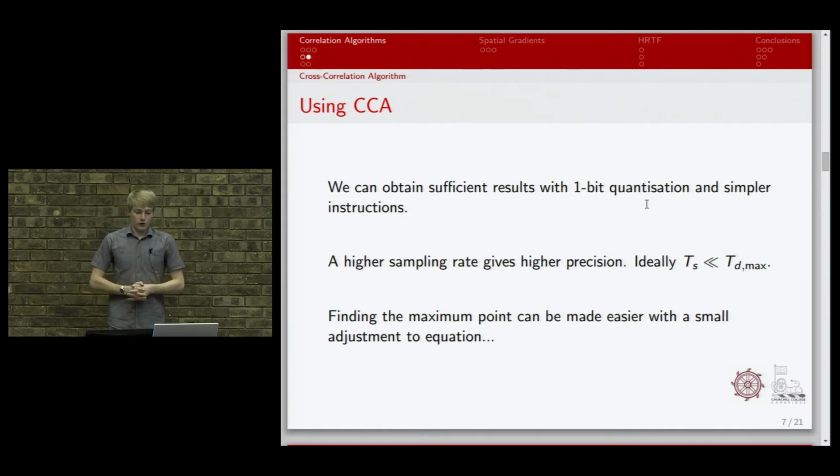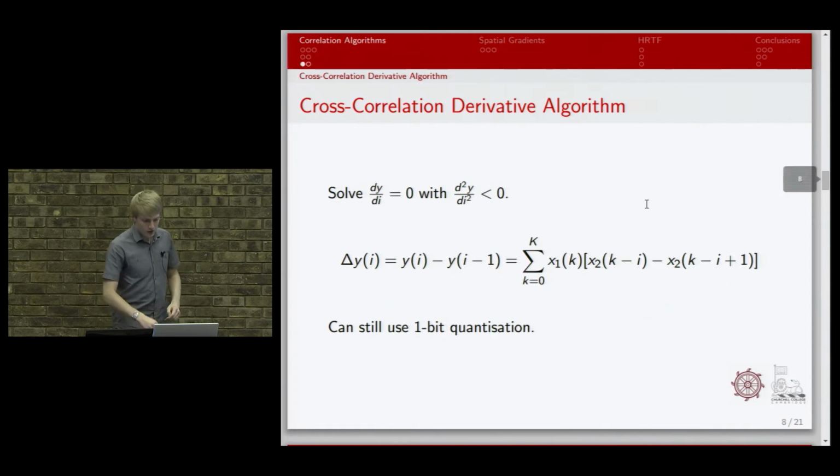This algorithm relies on finding a maximum point. For that, you can use any maximum finding algorithms you'd like, but by making a small adjustment to the equation, we can make that a lot easier. So the cross-correlation derivative algorithm is just a slight improvement on this by noticing that a maximum in y is a 0 point in its first derivative with a negative value in its second. We can just find an estimation for the first derivative and find where that goes from a positive value to a negative value.